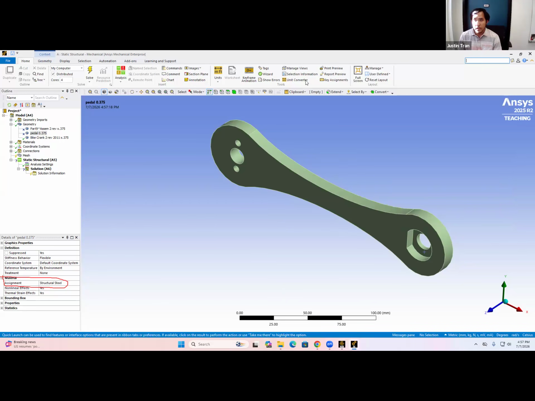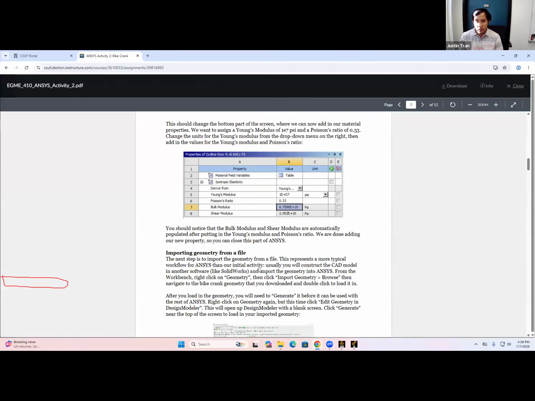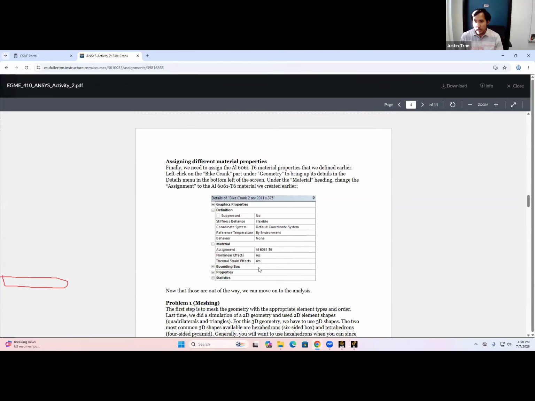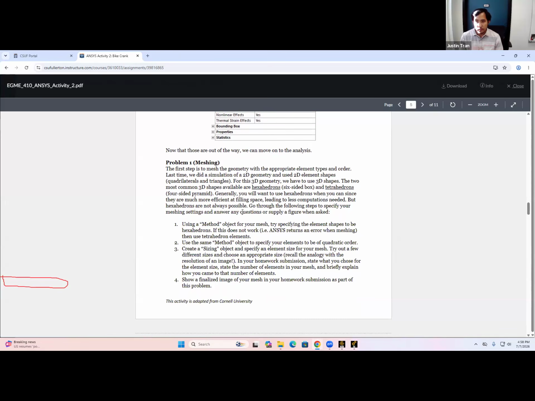Okay, I saw there's a question in chat. Okay, good. So that's all the new stuff with this activity. From this activity, we learned how to add a custom material. We learned how to import a geometry here. From here, the next step is the meshing. So if you go through the activity here, you go down to page 5. There is a meshing problem.